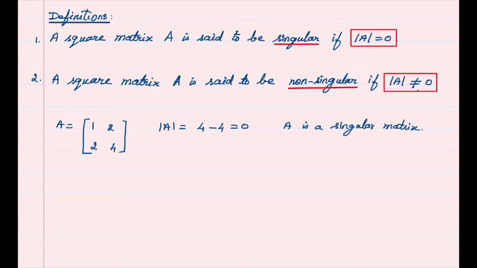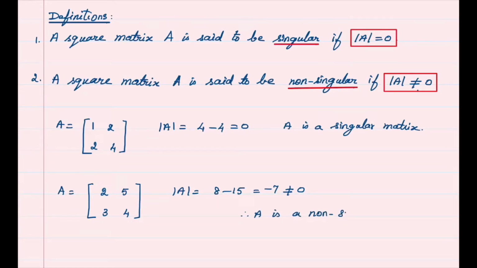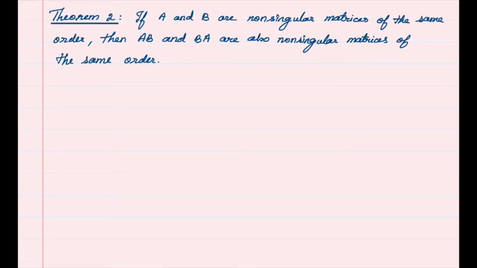Now, second example, we will find the determinant value of A. It is 8 minus 15, which is minus 7, not equal to 0. In this example, A is a non-singular matrix. Only for a non-singular matrix we can find the inverse. Theorem 2. If A and B are non-singular matrices of the same order, then A into B and B into A are also non-singular matrices of the same order.